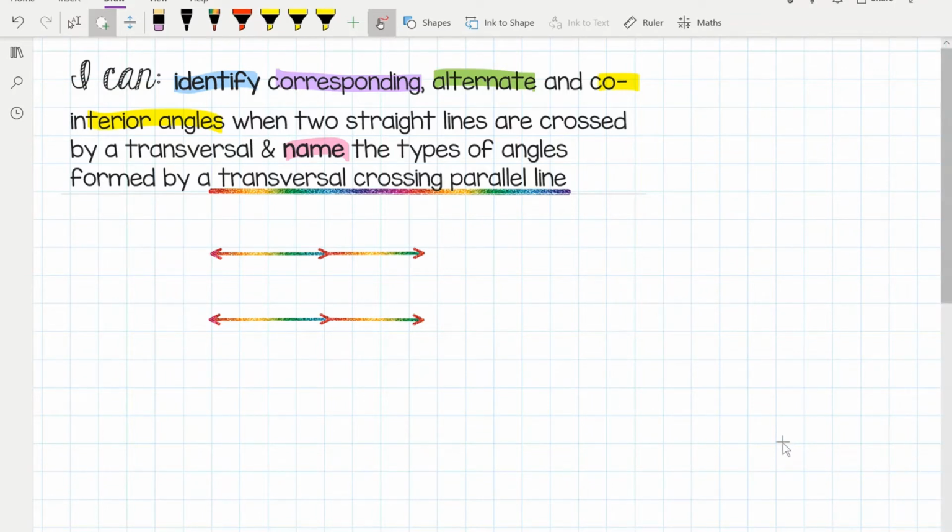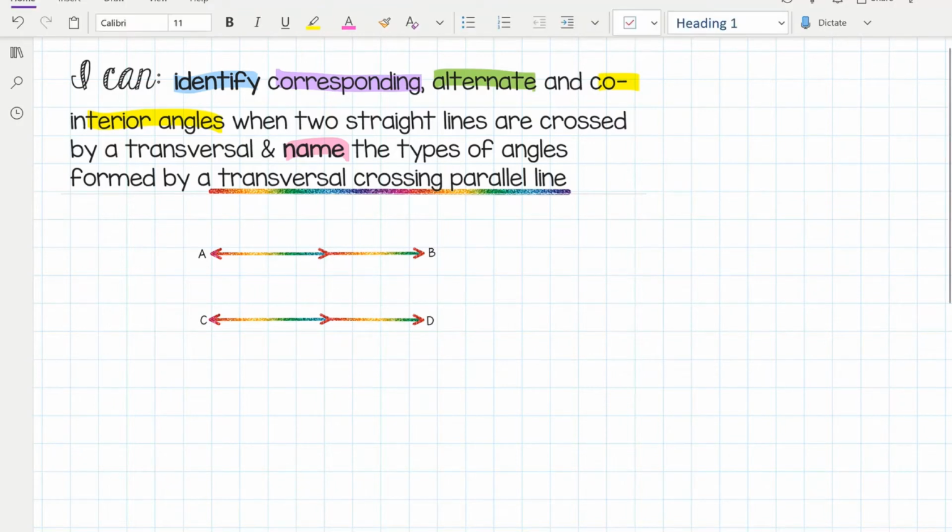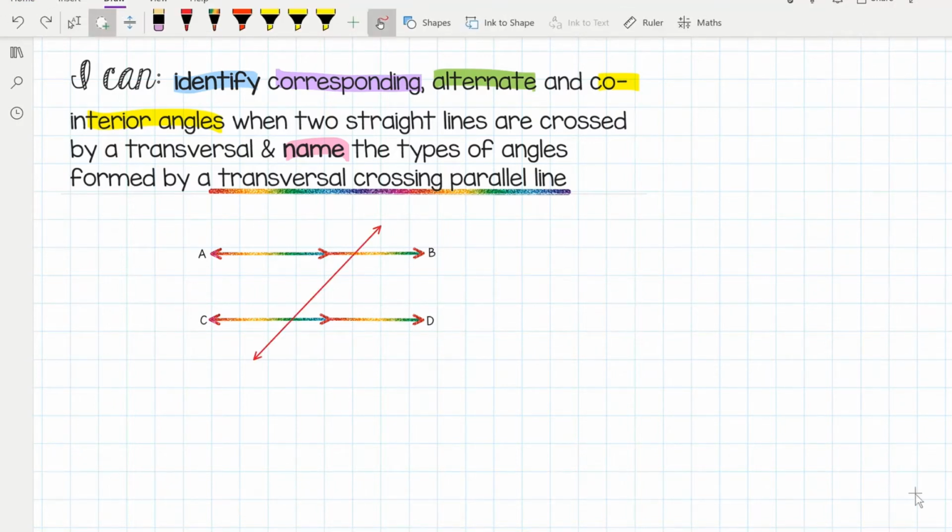Parallel lines never cross, and so will never form angles on their own. These show us that the lines are parallel. Now, if we were to label our lines line AB and the bottom line, line CD, we can write that these lines are parallel like this. Line AB is parallel to line CD. Now we're going to cross our parallel lines with a transversal, like this. Transversal may sound hard, but is simply a line that crosses parallel lines to form angles.